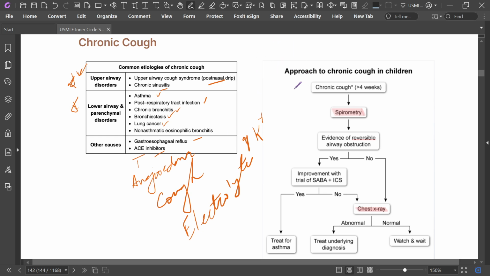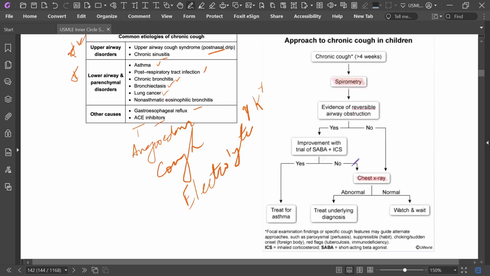Approach to chronic cough in children. Very high yield. Chronic cough means cough for more than 4 weeks. Focal examination findings or specific cough features may guide an alternate approach, such as paroxysmal, suppressible, choking or sudden onset suggesting foreign body, and red flags like TB and immunodeficiency.